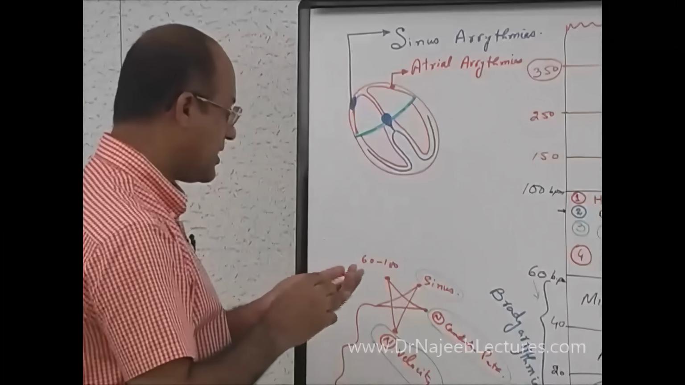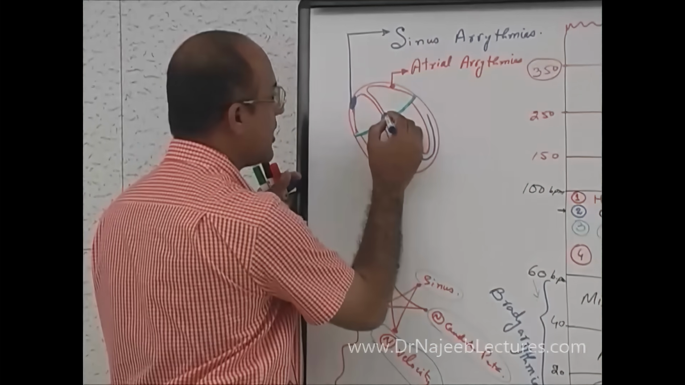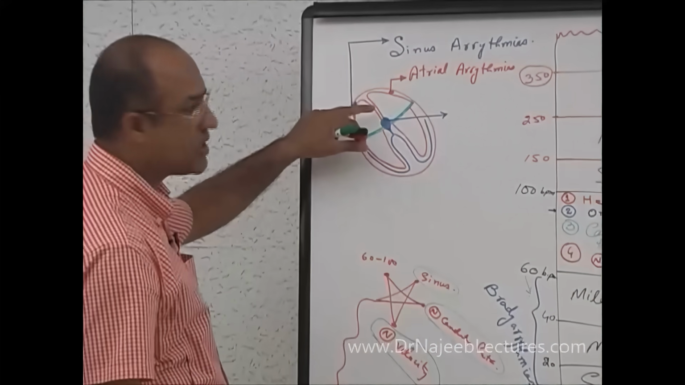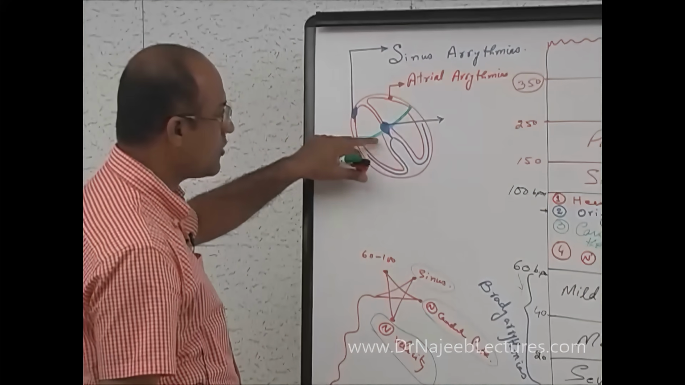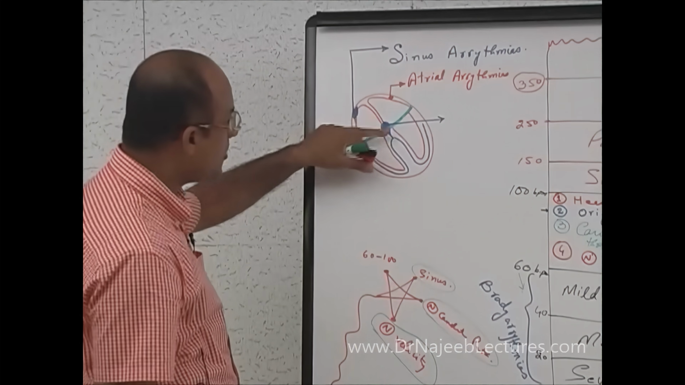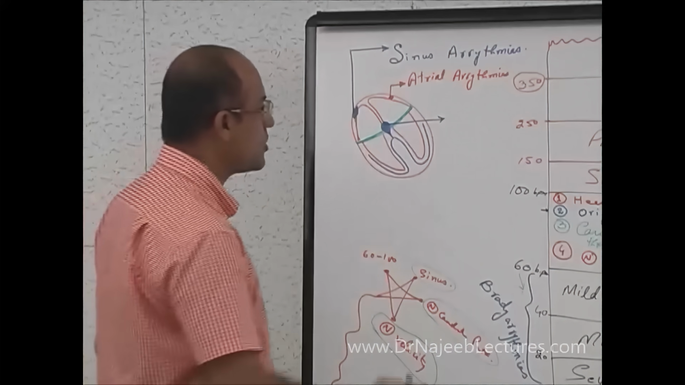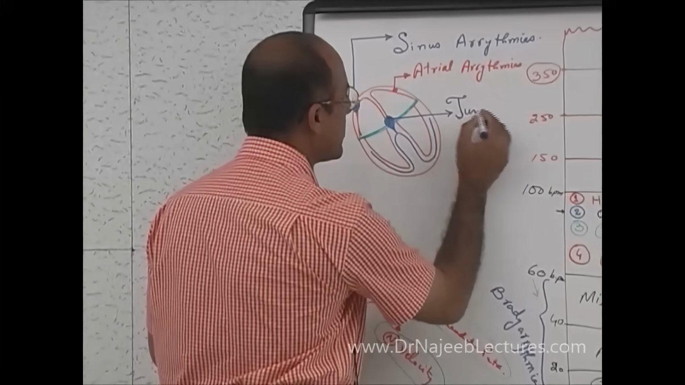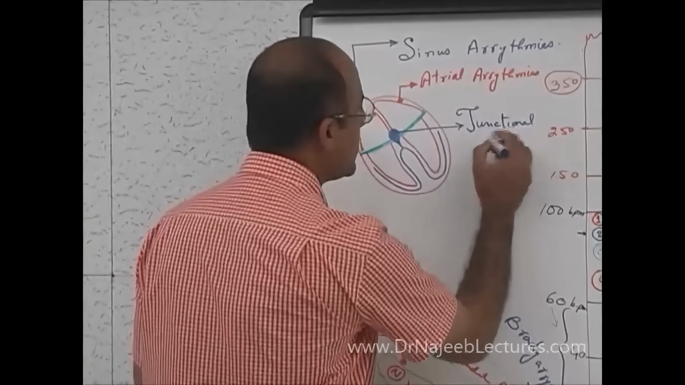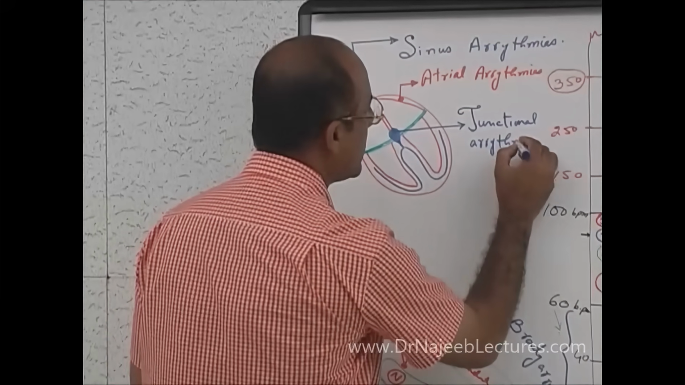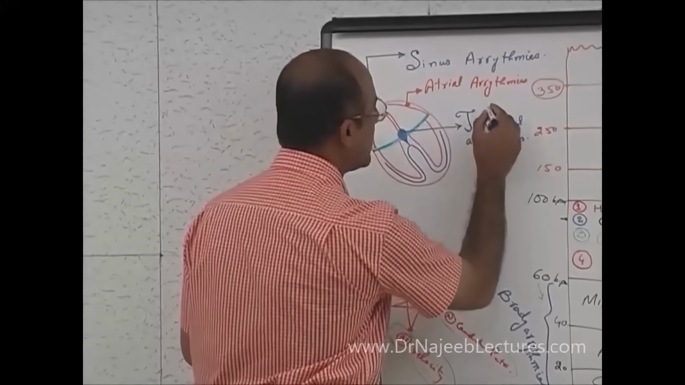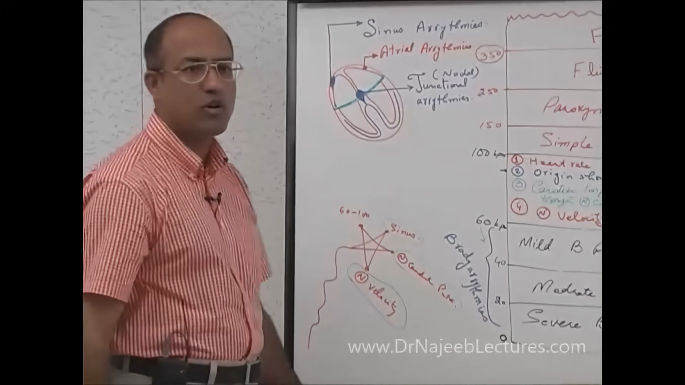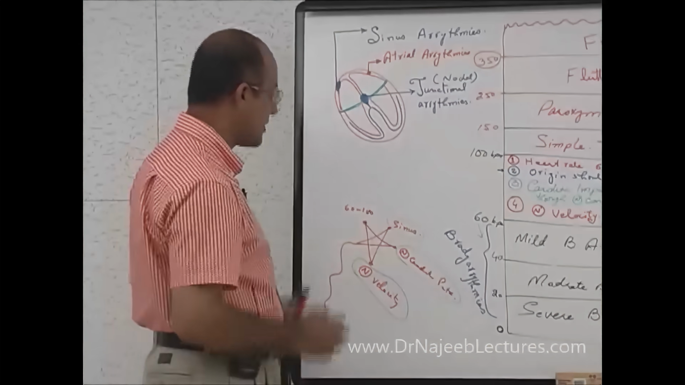And of course, when there are abnormal rhythms related with the AV node or the junction between the atrium and the ventricle, of course that junction is the AV node. If abnormal rhythms are originating from the AV node, we call them junctional arrhythmias, or we simply call them nodal arrhythmias. So junctional arrhythmias or nodal arrhythmias, one and the same thing.